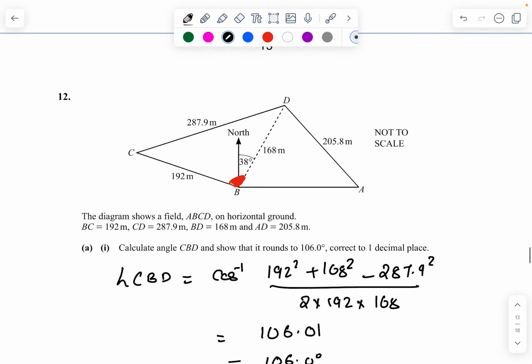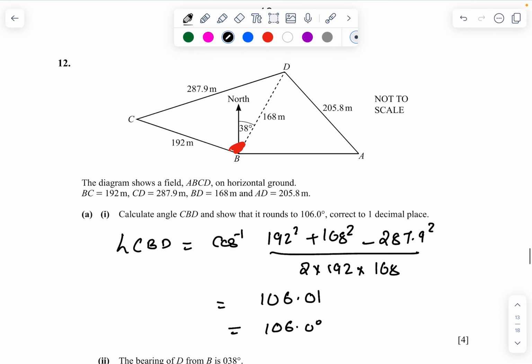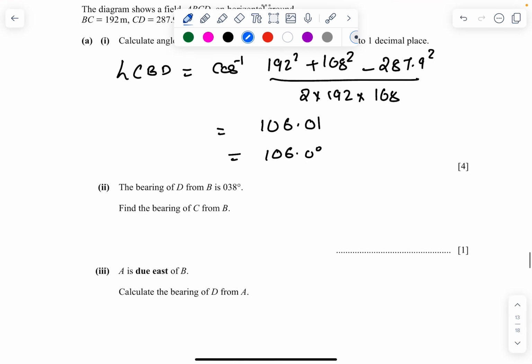The bearing of D from B is 38 degrees. Calculate the bearing of C from B. So this is the north. From there I have to go around to reach C. So this is 90, 180, 270, and extra this particular angle. I need to know what this angle is going to be. So it's going to be 270 plus that particular angle.